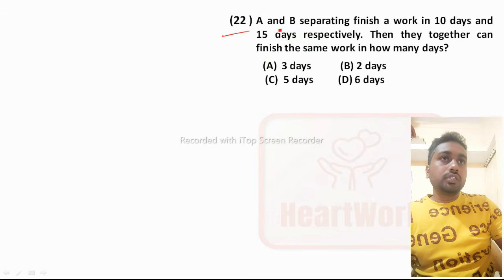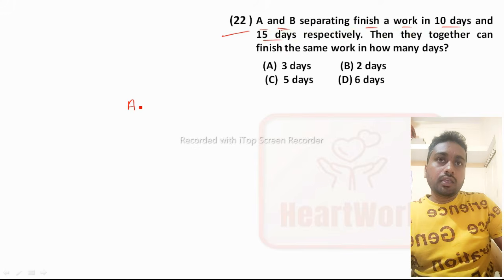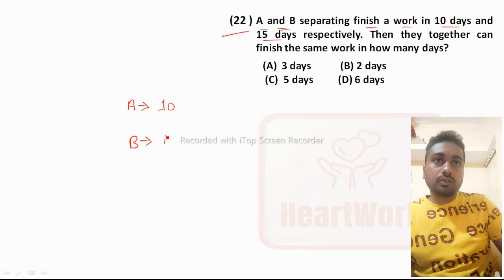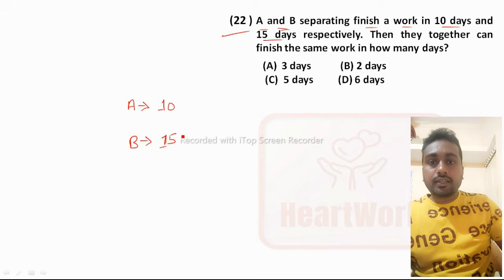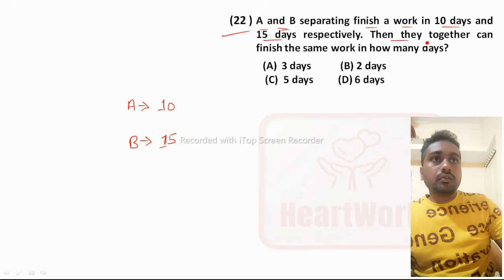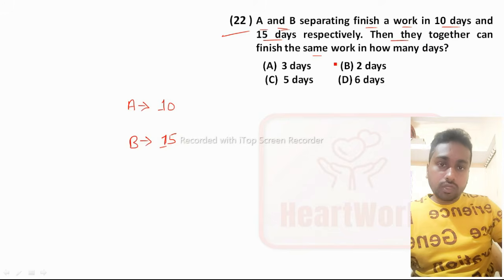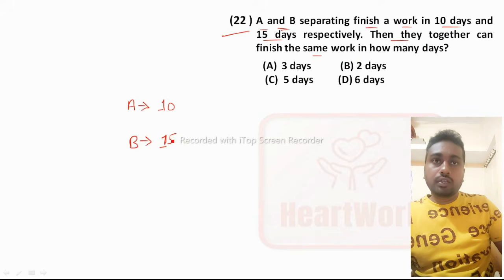So here the question is asking: A and B separately finish a work in 10 days and 15 days. A is going to complete the work in 10 days and B is going to complete the work in 15 days. Then if they work together, how much time will it take?